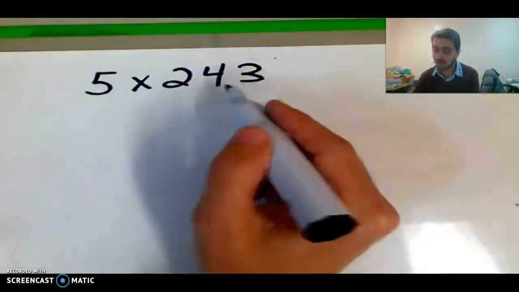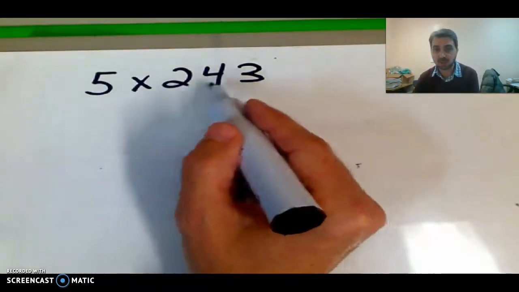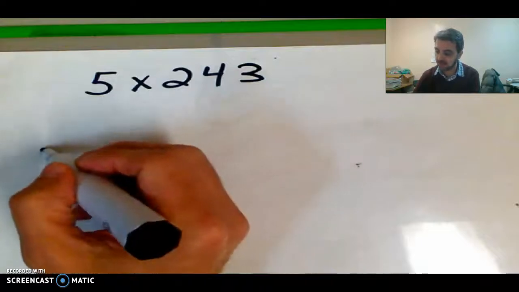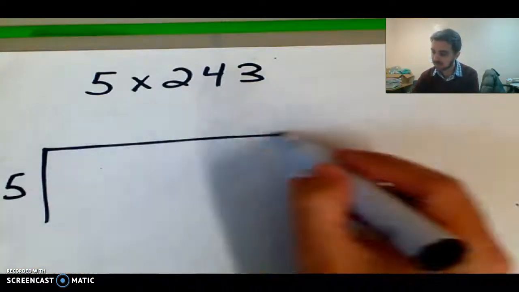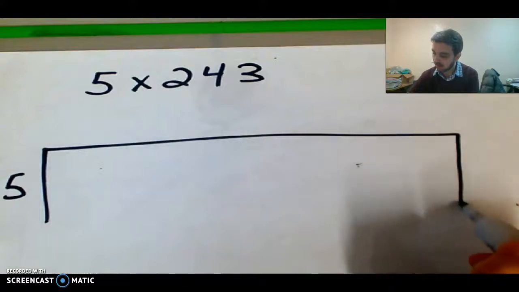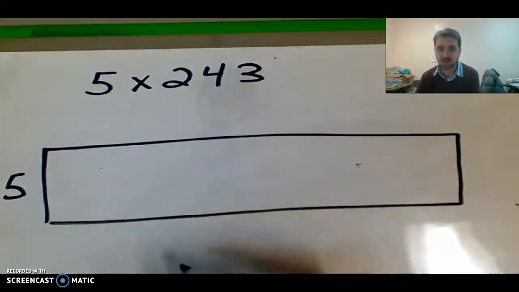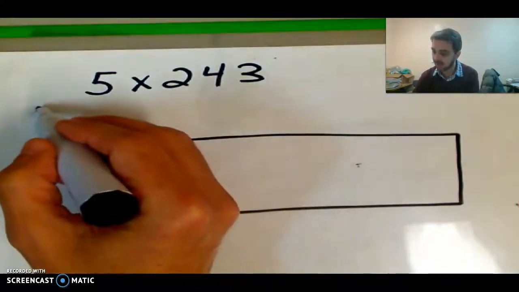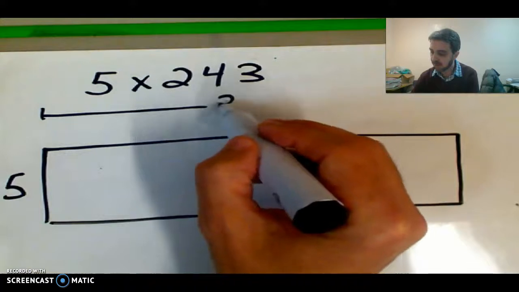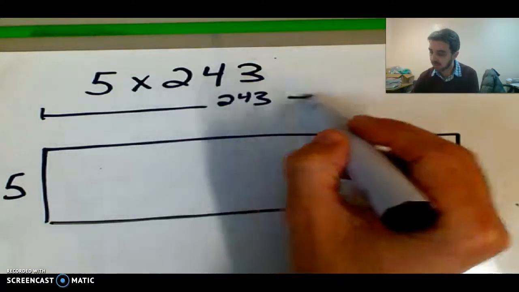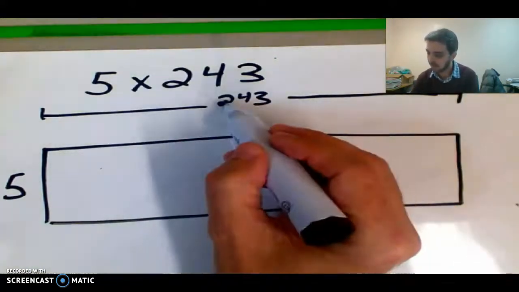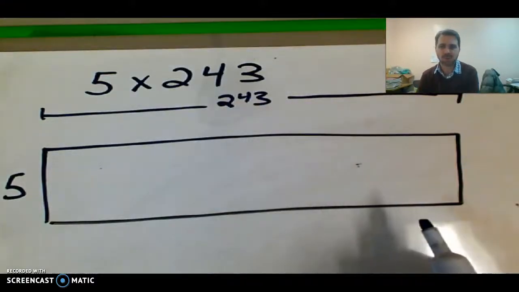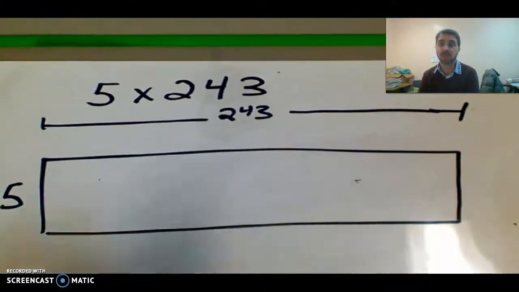But what I can do is I know that 243, if I draw a rectangle, so this is, let's say, this is 5. And we're going to pretend like from here all the way across is 243. Okay? So I don't know what 243 times 5 is. I can't just do that all in one big step, but we can break it down.